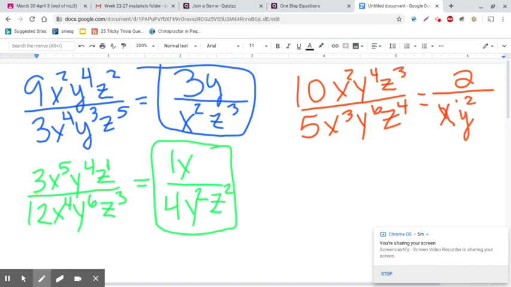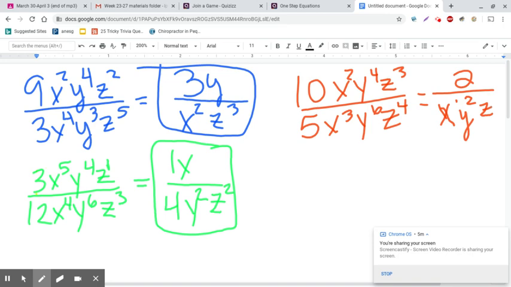And then last, we're going to look at our z's. We have a 3 in the top and a 4 in the bottom. Now, 4 is bigger than 3, so that means z is going to go in the bottom because z to the 4th is in the bottom. And now we're going to do 4 minus 3, which is 1. So we can just call it z because we don't need z to the first power.